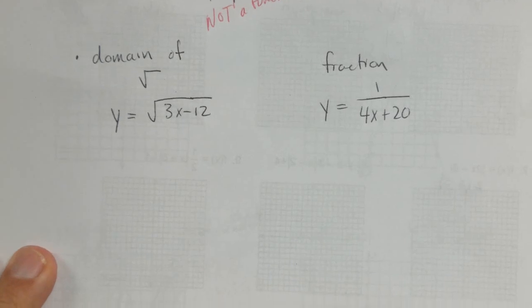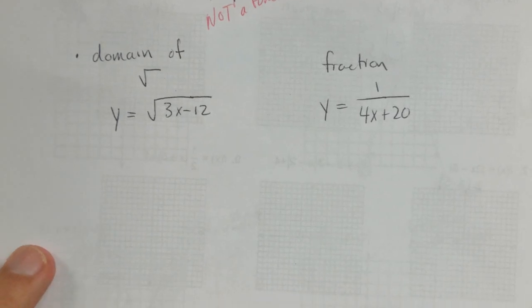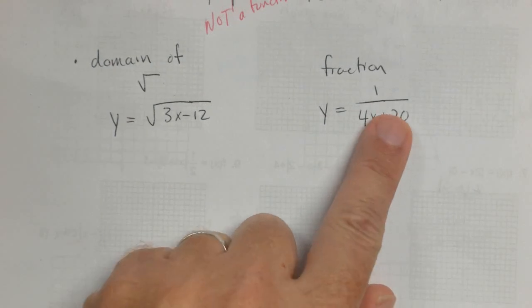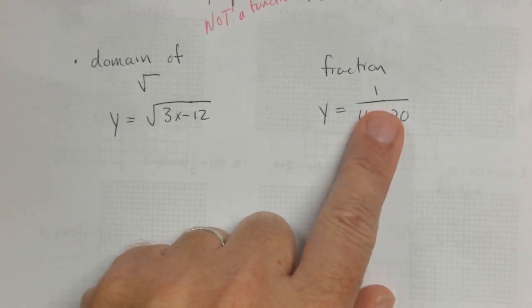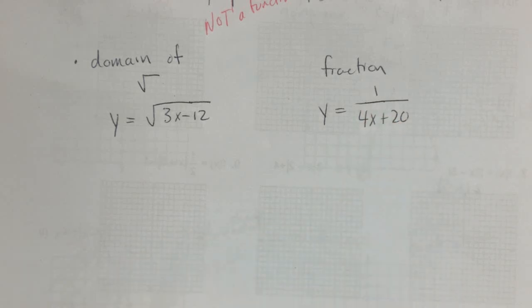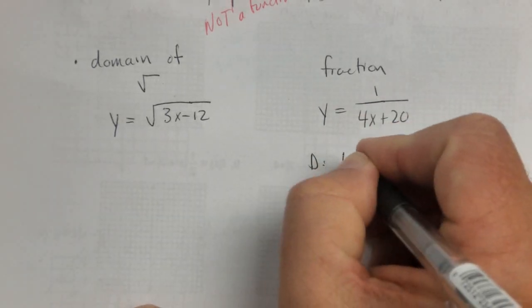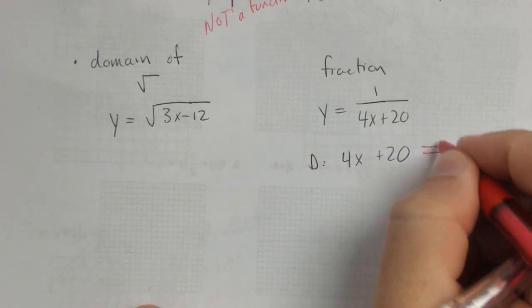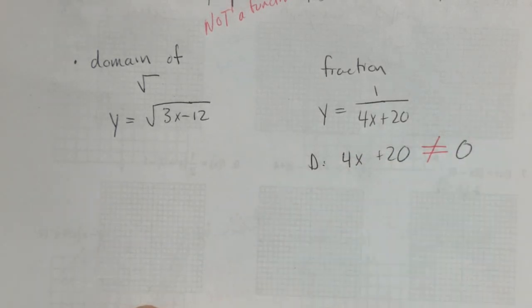I think I did those in the reverse order that I would like to work them. Because to me, the fraction one is easier. What are you not allowed to divide by? 0. So that means the bottom can't be 0. So my domain is 4x plus 20 cannot be 0. Because then I'd be dividing by 0, and that's not allowed.